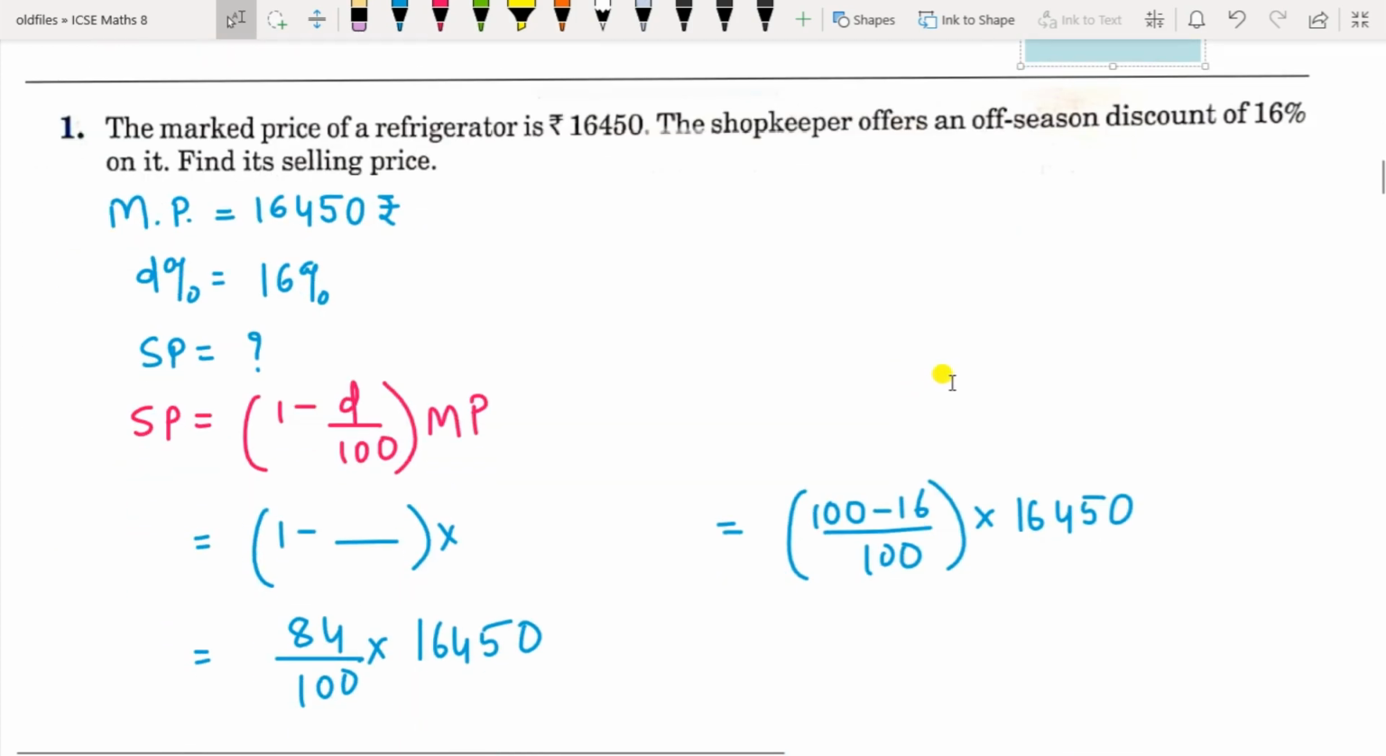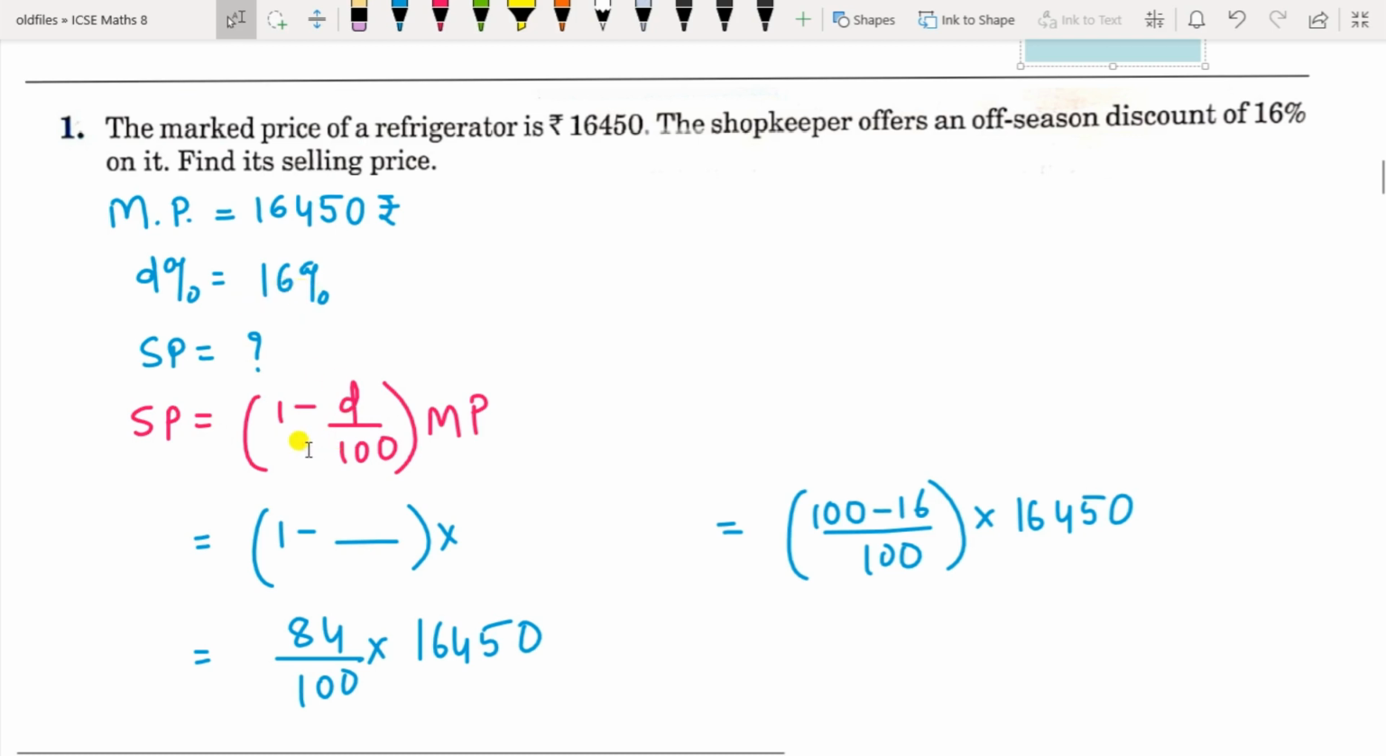Let us start with our exercise. First question of exercise 7C. The mark price of a refrigerator is 16,450 rupees. The shopkeeper offers an off-season discount of 16% on it. Find its selling price. So MP is given, 16450 rupees, D percent is 16%, you have to find the selling price.